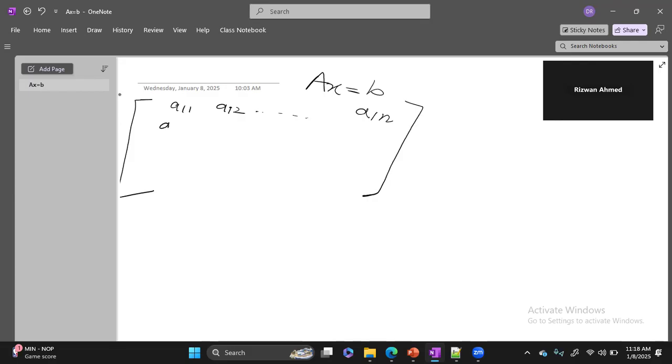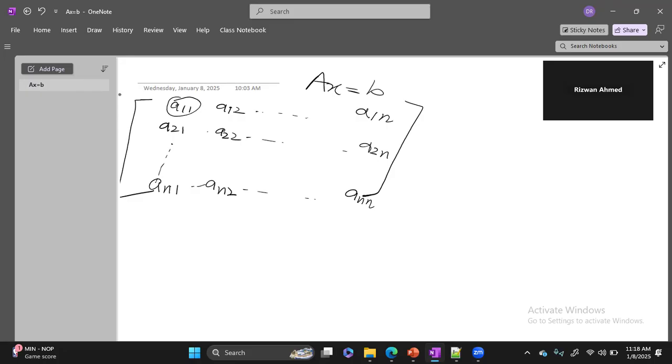Okay. Then I have the entries a21, a22, and so on, a2n. And likewise, I have the last row for the square matrix. It is an1, then an2, and so on up to ann. In Gauss elimination method, we do the row operations. And the row operation is defined by considering the diagonal entry as a pivot entry.